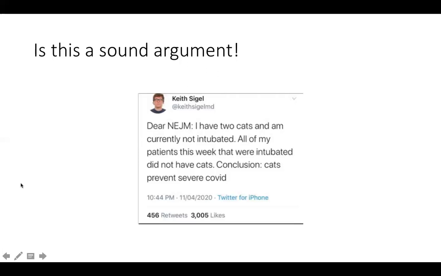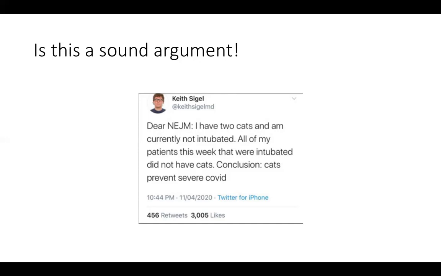So here is a funny tweet that I saw on Twitter. This is a kind of a joke actually by this person who mentioned, dear New England Journal of Medicine, I have 2 cats and I'm currently not intubated. All of my patients this week that were intubated did not have cats. Conclusion, cats prevent severe COVID.